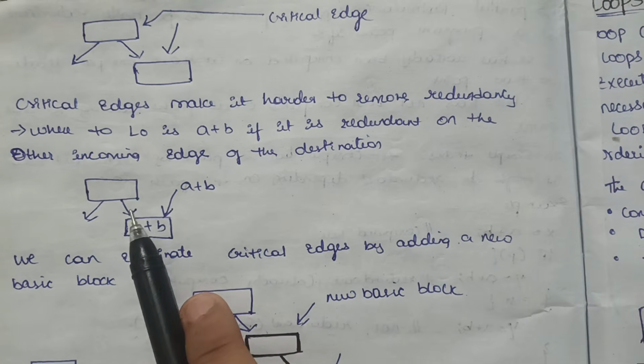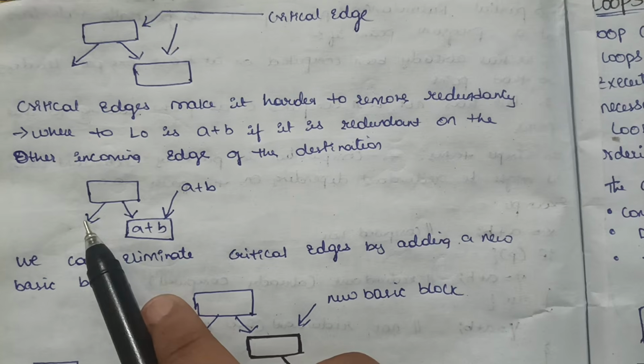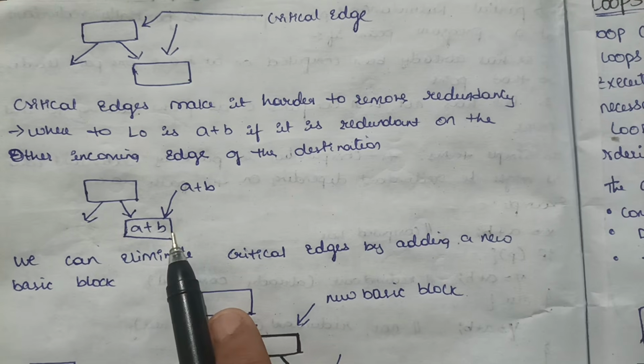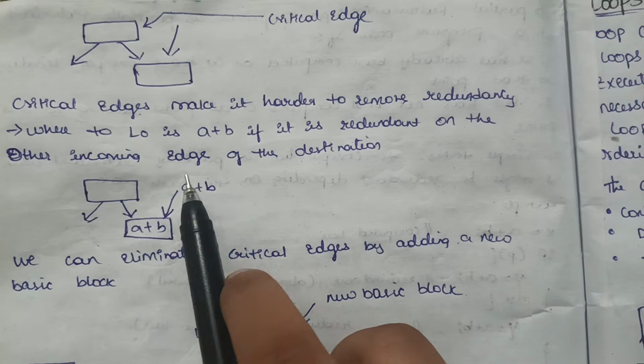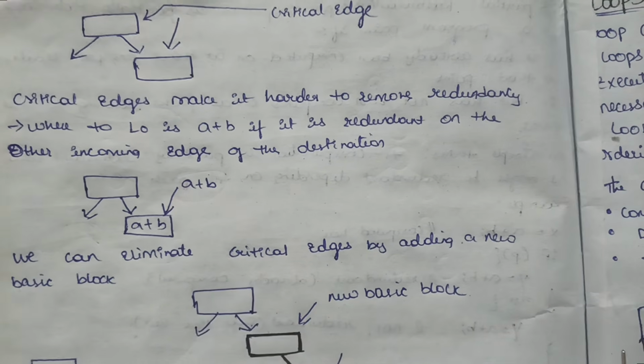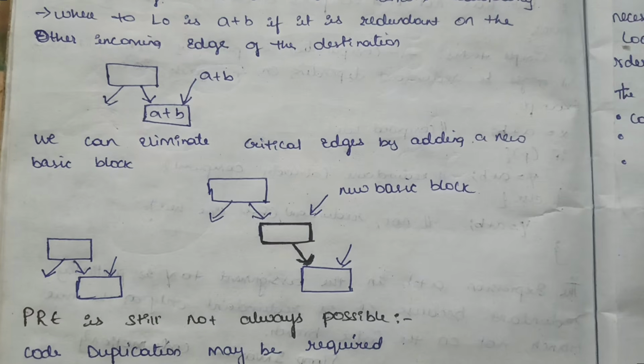So if we check for this example, here I have two paths, but here it is empty. So I am going to choose this path. The first path is empty, and in the second one I have A plus B. Then here also I have A plus B. Okay.